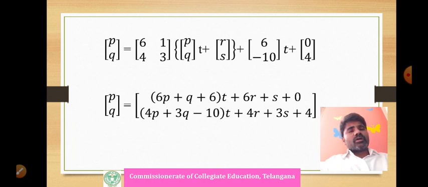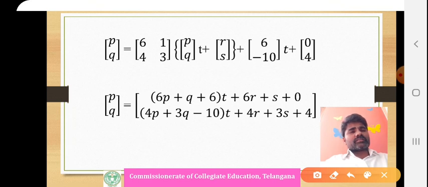Now multiply this matrix with these two vectors. If you multiply with this vector, 6p plus 1q into t is there, the same t term, 6t also is there, by adding plus 6t. And the same matrix multiplied with the vector r, s gives 6r plus s, plus 0 constant terms.